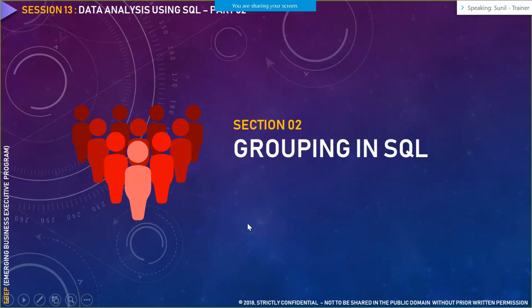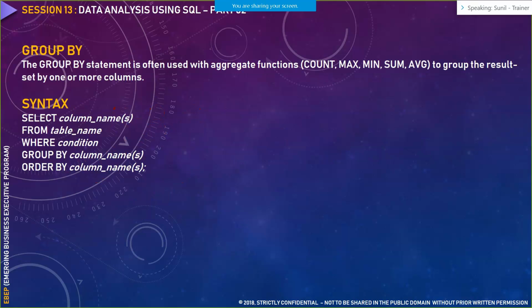Then comes grouping in SQL. So that was the variation of your select command and how we use some of the clauses in SQL, and we understood what alias in SQL is. Now the next part is grouping in SQL. In grouping, we tend to use some of the aggregate functions like count, max, minimum, sum, average to group the result for a particular scenario.